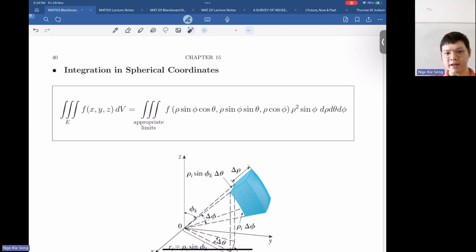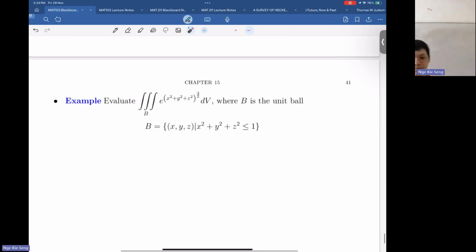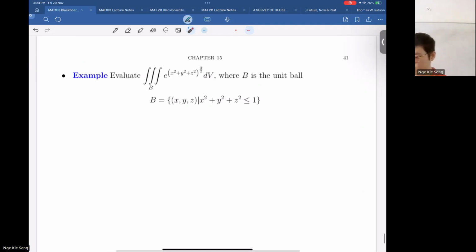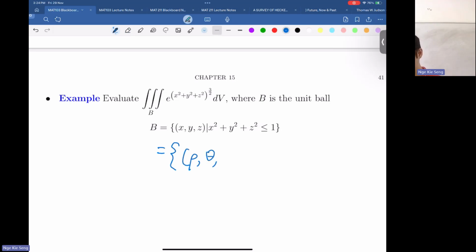All right. In that case, let's try one example. So this is kind of a review because this is already a ball. So you should use spherical. If you use spherical here, what's the radius of this ball? What's the theta? What's the phi you are using? You are really using everything, right? So let's turn this into rho, theta, and phi.